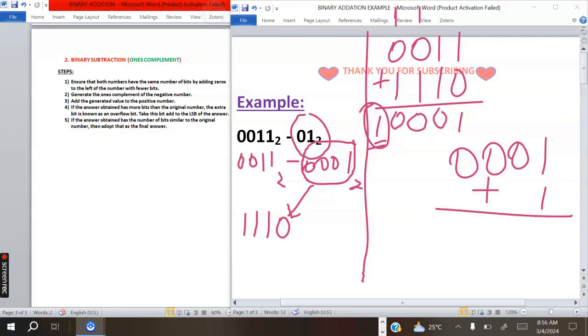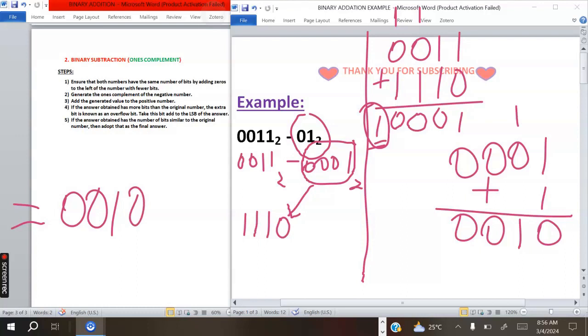Now, after you add the overflow, you will add 1 plus 1, which is 10. Now, carry 1 here. 1 plus 0 is 1. Then the other is 0, 0. Therefore, the final answer for our case is 0010. And that is how we subtract our binaries using the 1 complement.